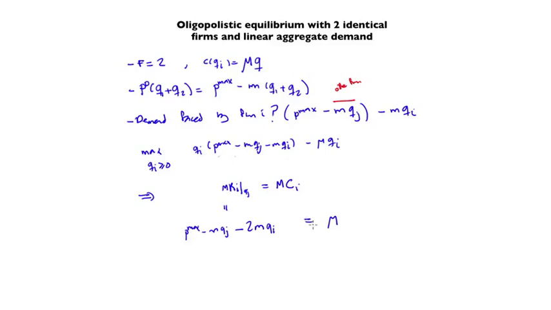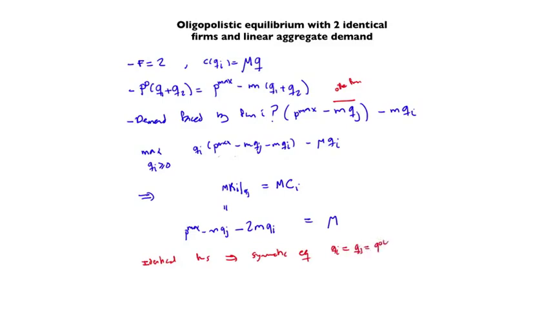Okay? Now, the key to solve the problem is to notice that since the two firms are identical, we're going to have a symmetric equilibrium. Identical firms imply a symmetric equilibrium in which Qi equals Qj, and let me call that Q oligopoly.